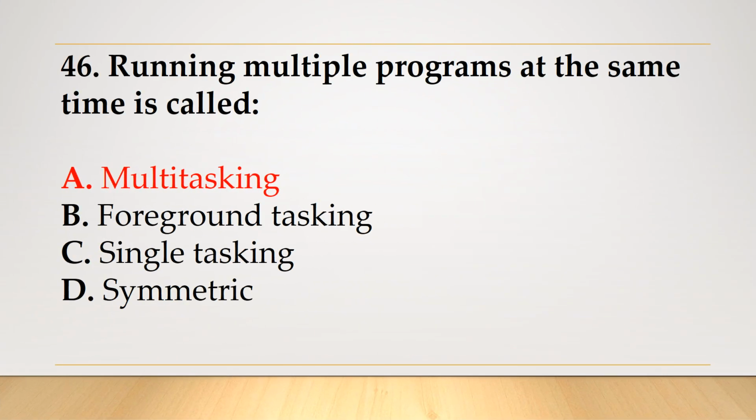Running multiple programs at the same time is called: A. Multitasking, B. Foreground tasking, C. Single tasking, D. Systematic. So the right answer is A. Multitasking.